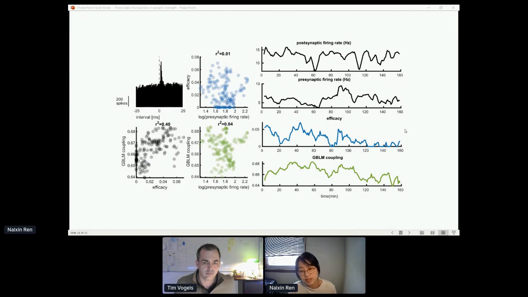But I want to say that we do see some cases when the postsynaptic firing rate is affecting efficacy. So in that case, I would like to say that there are some cases when postsynaptic firing rate is affecting that. And we are planning on improving GBLM to incorporate the fluctuation in postsynaptic firing rate to see if that improves the performance.